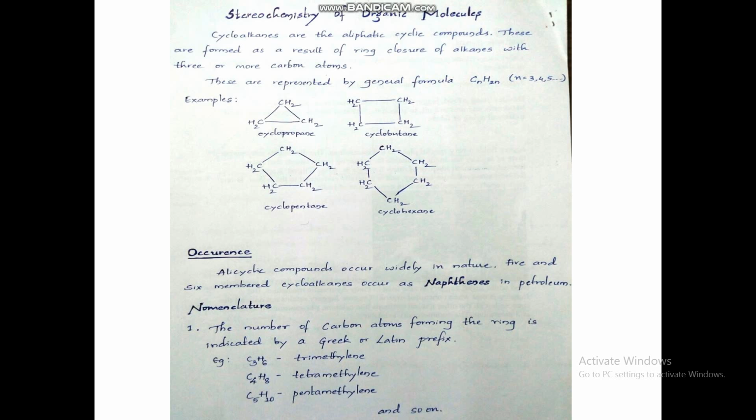So in this chapter we consider cycloalkanes. Cycloalkanes are aliphatic cyclic compounds. These are formed as a result of ring closure of alkanes with three or more carbon atoms. They are represented as CnH2n, where n means 3, 4, 5, etc. Examples of cycloalkanes are cyclopropane, cyclobutane, cyclopentane, cyclohexane.